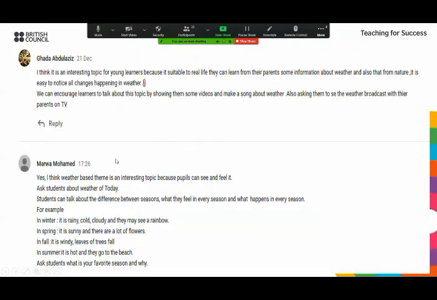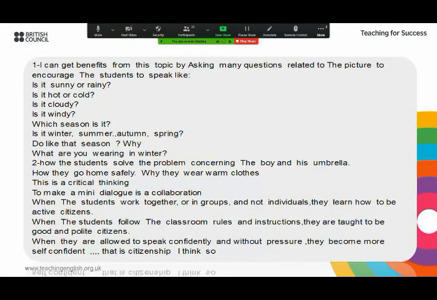I can get benefits from this topic by asking many questions related to the picture to encourage the student to speak, like is it sunny, as all of you said? Is it sunny or rainy? Is it hot or cold? Is it cloudy? Is it windy? Which season is it? Is it winter, summer, autumn, spring? Do you like that season and why? What are you wearing in winter?